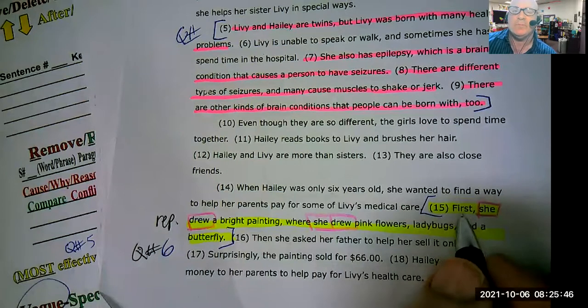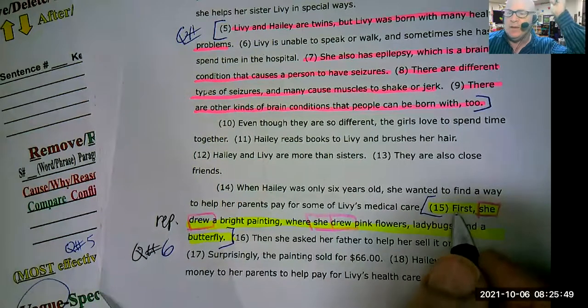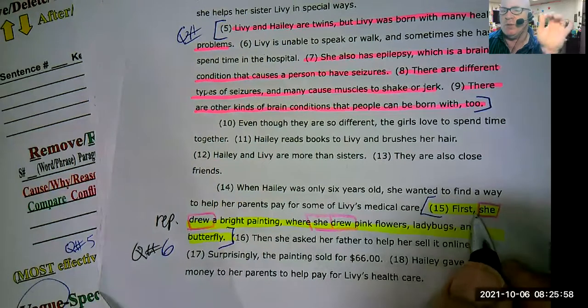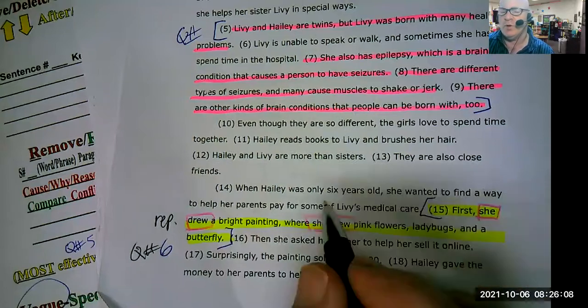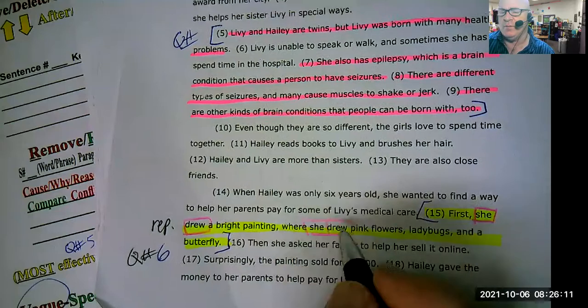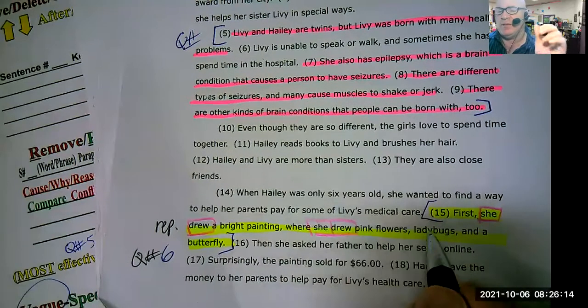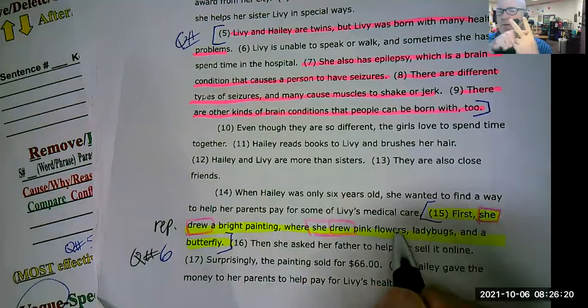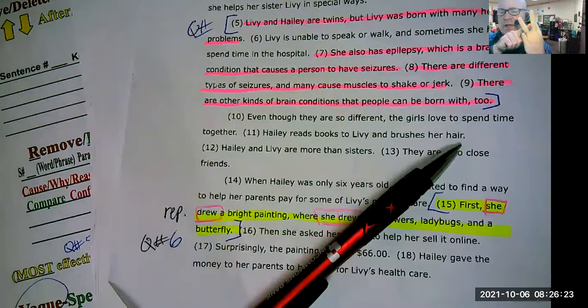So if you watch me and listen at the same time, capital first, comma, that's an introductory phrase that's saying when, first, comma, bouncing a ball, a shorter bounce for a shorter pause. She drew a bright painting, comma, where she drew pink flowers, comma, ladybugs, comma, and a butterfly, period. So there's commas in a series. She drew 3 things, pink flowers, comma, ladybugs, comma, and conjunction, a butterfly, period, a longer pause.